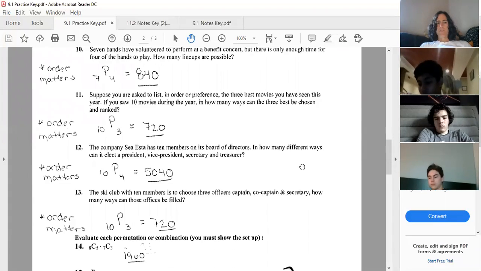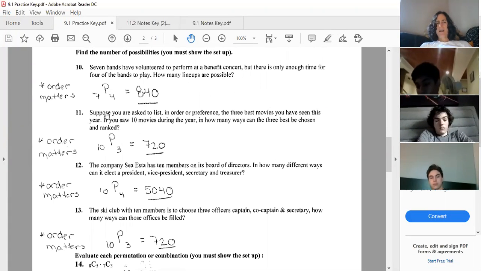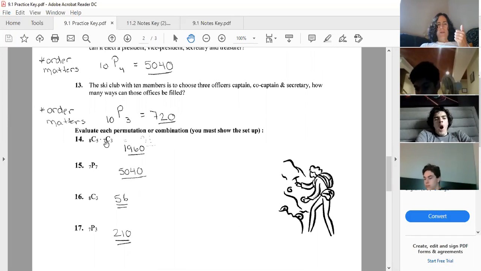So 10, 11, 12, and 13 were all permutations. Order did matter. And that's kind of what I see. You don't have to show the entire setup. As long as I know that you know it's a permutation versus a combination, then you're good to go. And for all of these, you could have used your calculator as well.